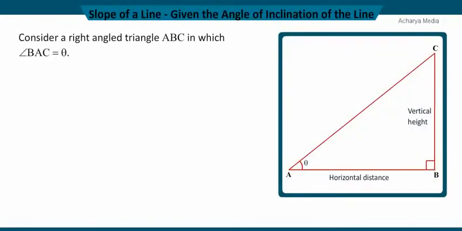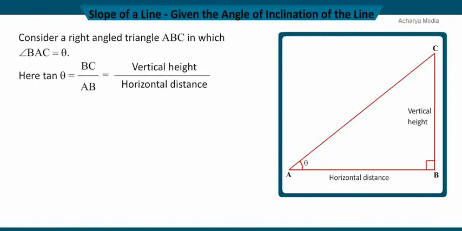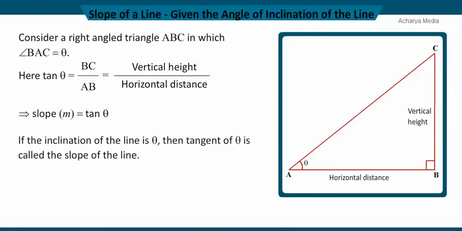Consider a right-angled triangle ABC in which angle BAC is equal to theta. Here, tan theta is equal to BC divided by AB, which is equal to vertical height divided by horizontal distance, which implies slope m is equal to tan theta. If the inclination of the line is theta, then tangent of theta is called the slope of the line.